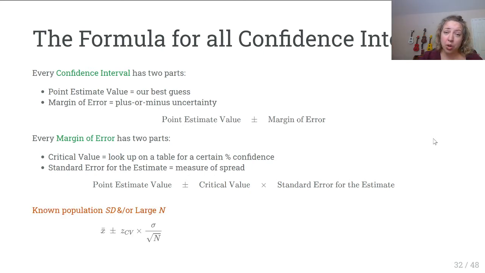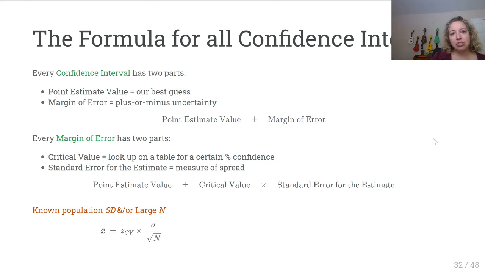So if we do know the whole population standard deviation, and or we have a very large N in the hundreds, we would use a Z critical value and that sigma that we do know. And the Z critical value we look up in the table, we would multiply it by the sigma over square root of N. That gives us our margin of error that we would add or subtract to our best guess X bar. That's the sample average, our best guess at mu, the population average. Those are the things that we learned in chapter 5.